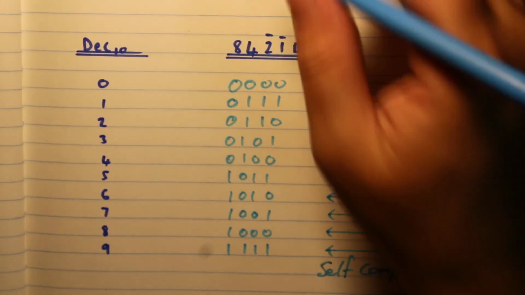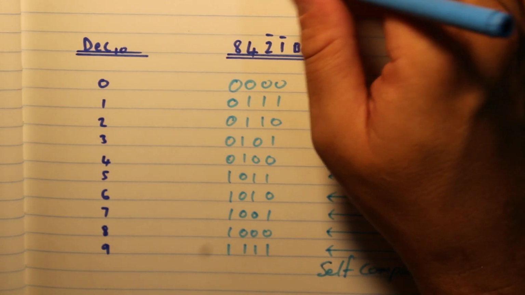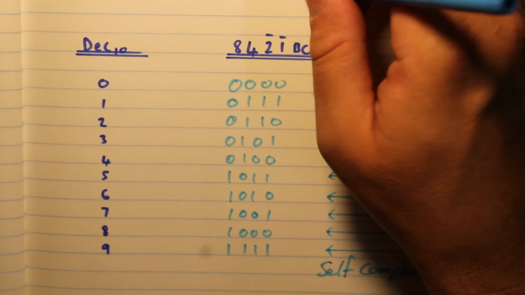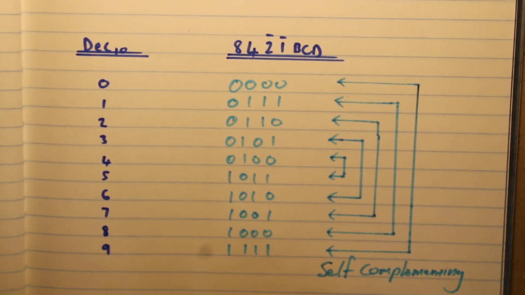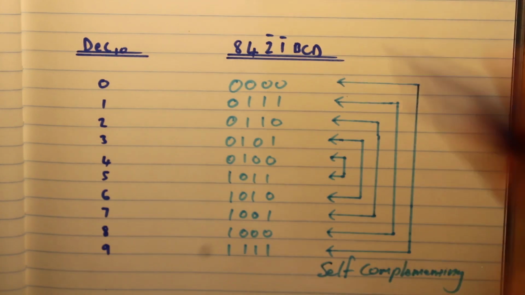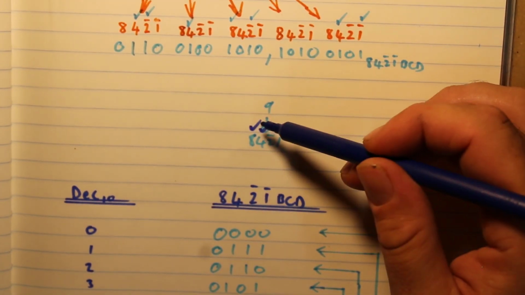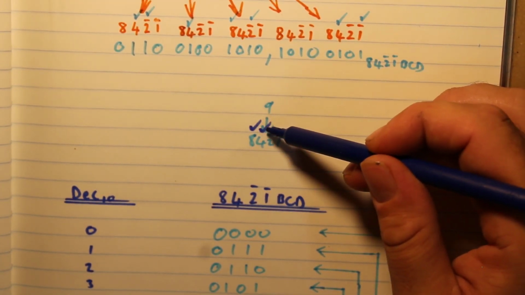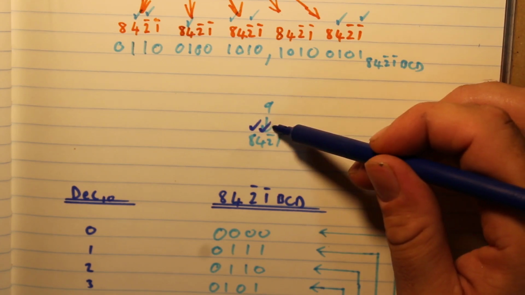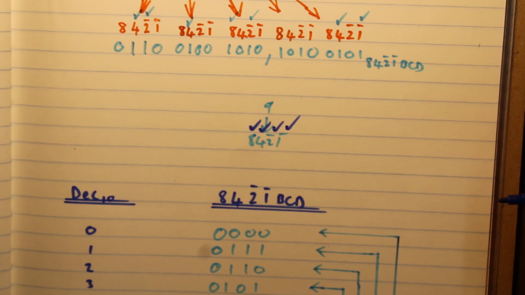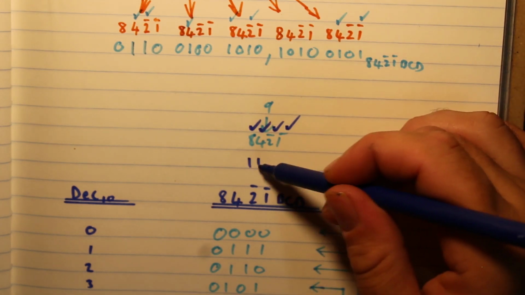All right. So just to show you that again, 9, and if you write underneath it 8, 4, not 2, not 1, it means we're going to use the 8 plus the 4, which gives us 12, minus the 2 gives us 10, minus the 1 gives us 9. So we're going to use all of them.